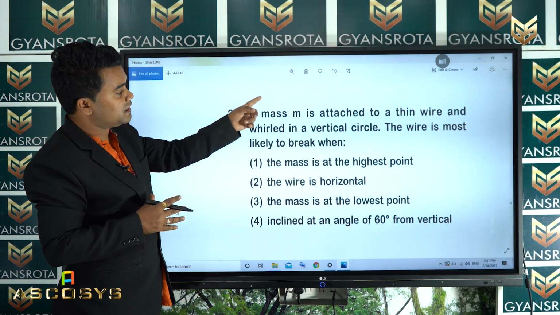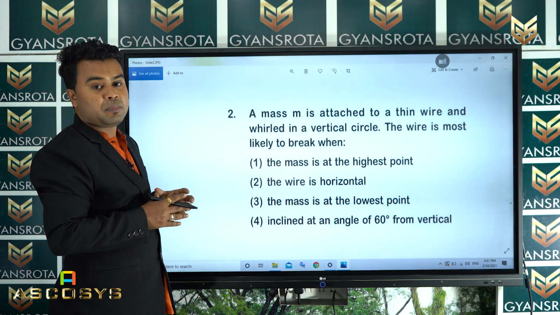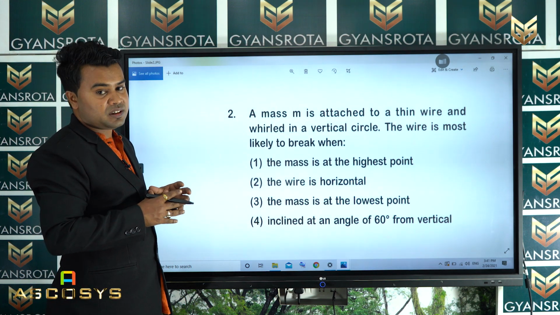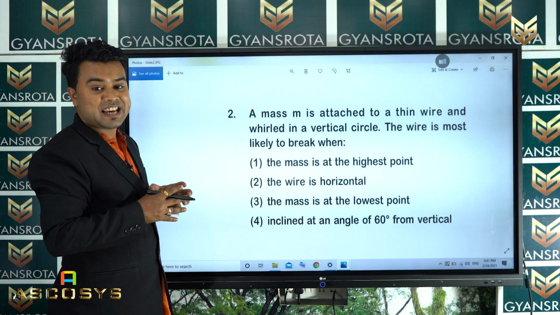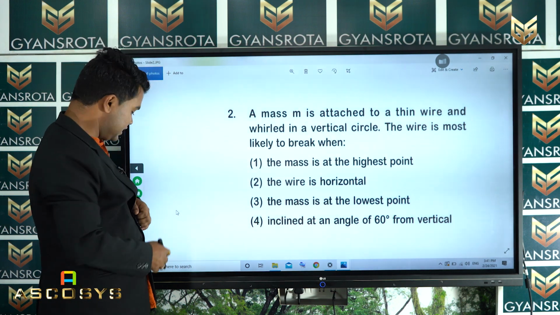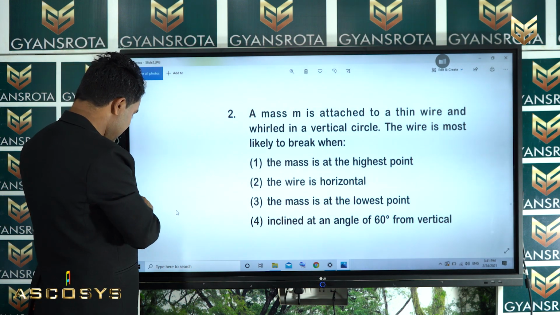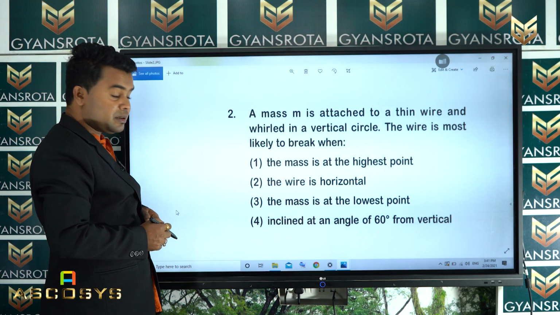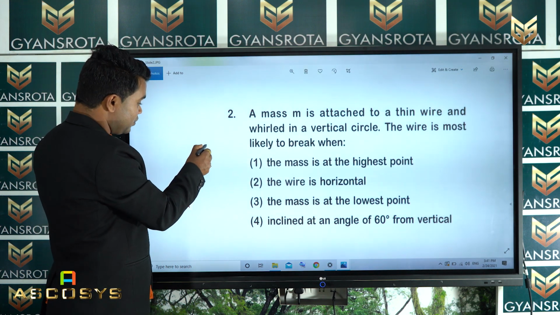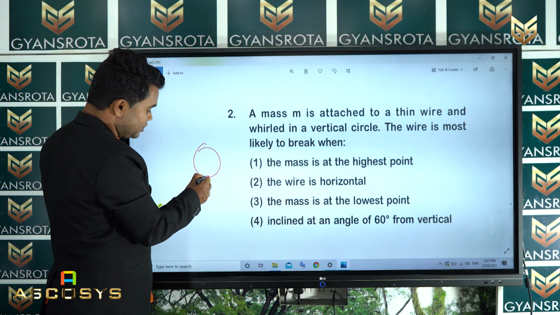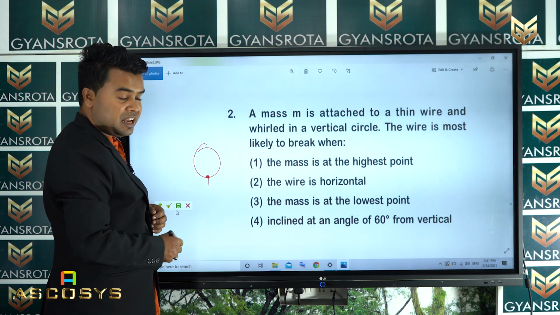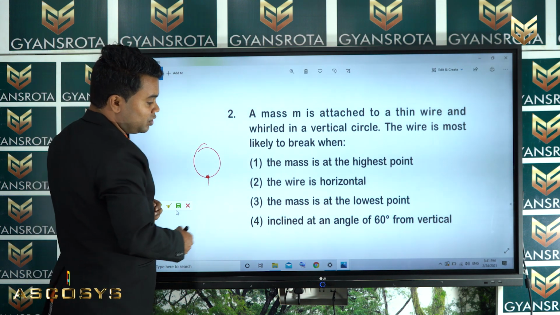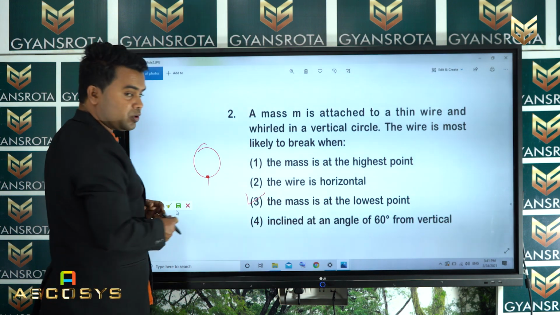No, the highest point was at that point. No. The wire is horizontal. No. The mass is at the lowest point. Yes, this is the correct answer. As we have seen already, only at the lowest point was the tension force maximum. This is the point we have chosen, right? At this point it will be maximum. So this is the correct answer for question number 2.